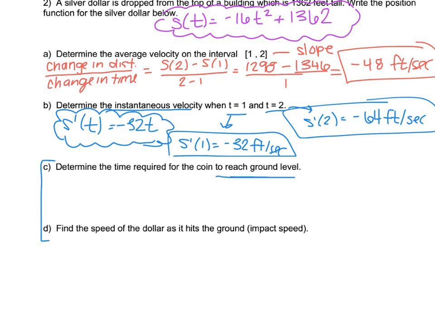When the coin reaches the ground, that would be when its height is 0. So basically we just want to know, when is that position function equal to 0? In other words, when is negative 16t squared plus 1362 equal to 0? So this is a quadratic equation, but there's only two terms, so we don't really need the quadratic formula. It's a little simpler than that.